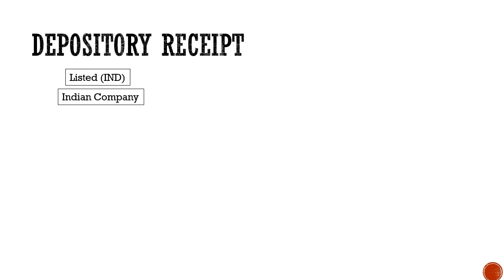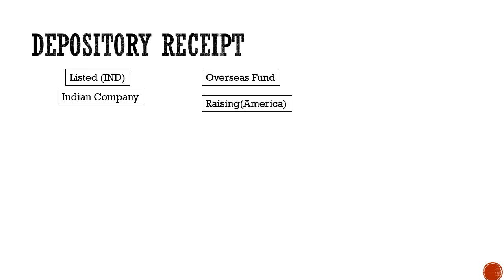Now it has decided that the public offer is already over, so you have got money from India itself, from all the investors, but it still requires more funds. So it has decided now to raise funds from overseas. Let's take the example of America. So the Indian company wants funds from overseas, and it is raising funds from America. We have taken that kind of example. So the Indian company has opted for overseas fundraising from America.